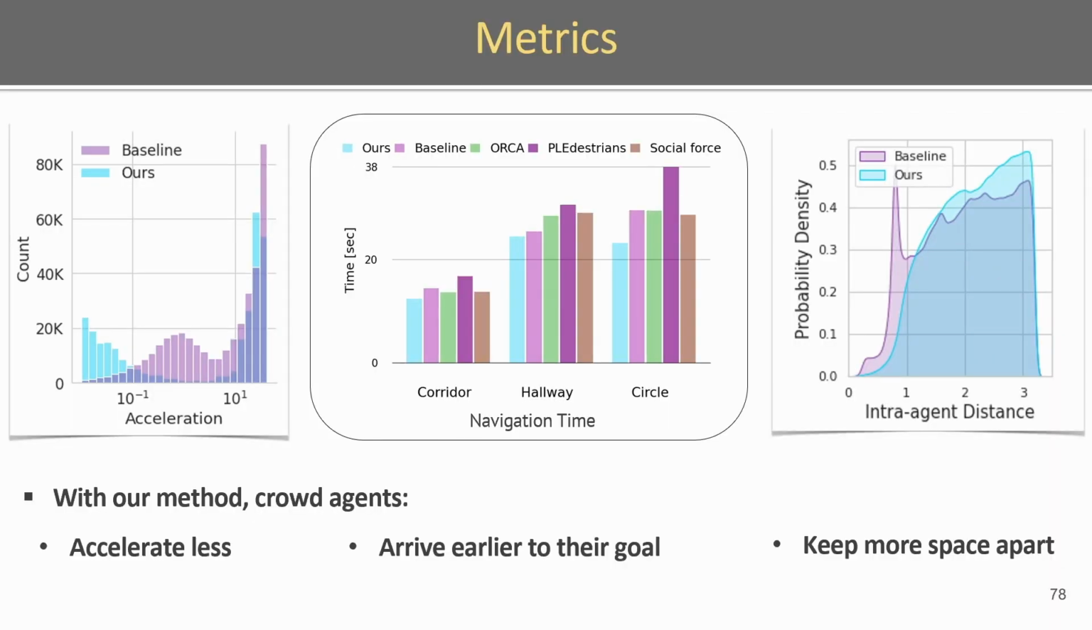In terms of metrics, using our method, there is less acceleration, which is basically desired in crowd navigation. We always want to navigate with lesser acceleration, meaning lesser effort. And also in the middle, our agents take less time to navigate to the goal. And also in the rightmost, we have more space because of using the comfort spacing compared to the baseline.